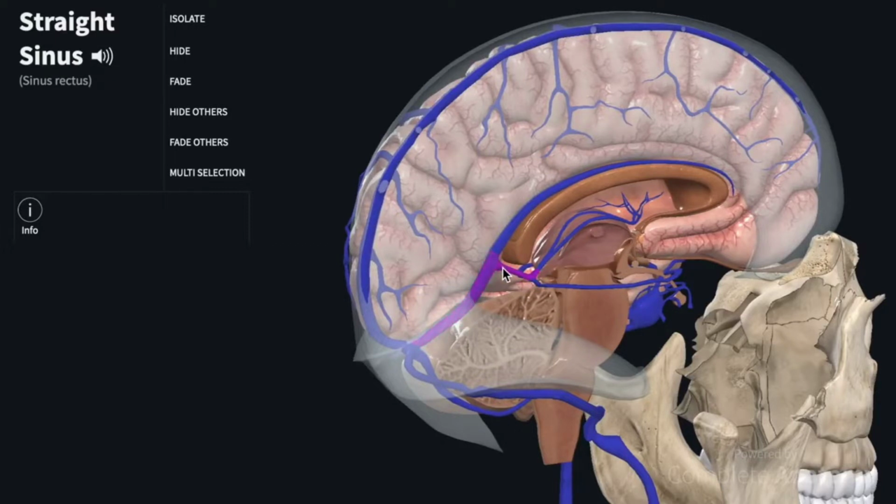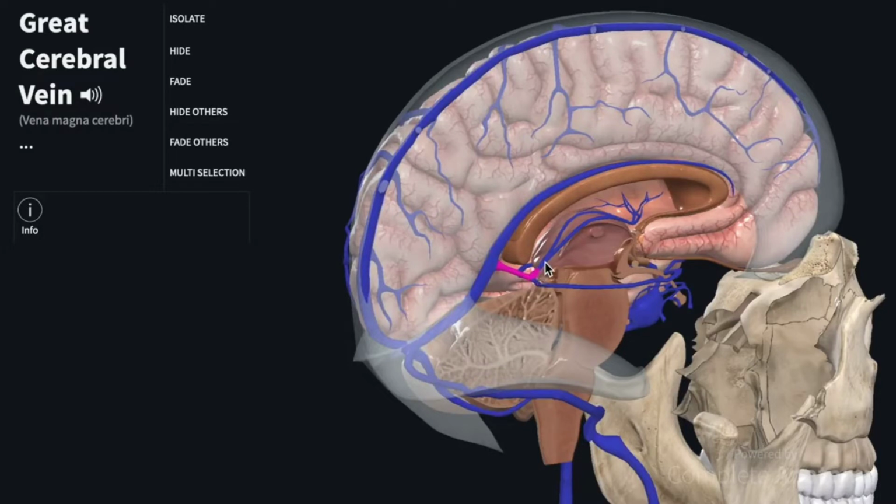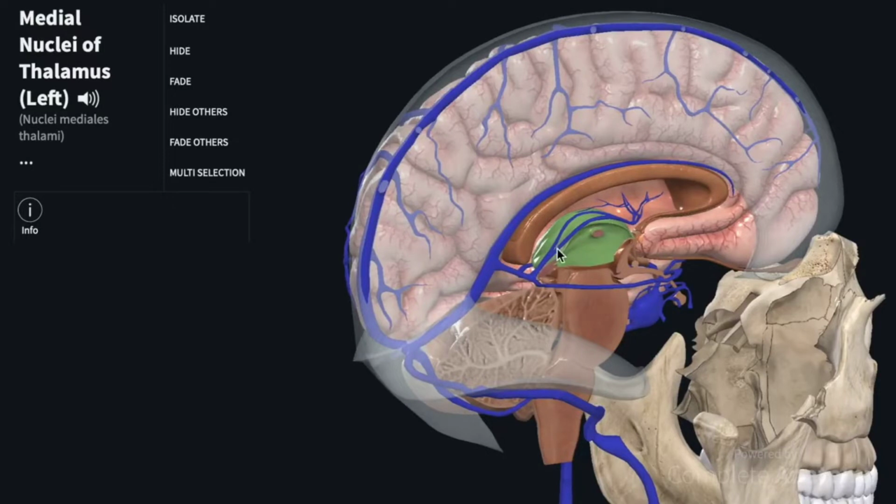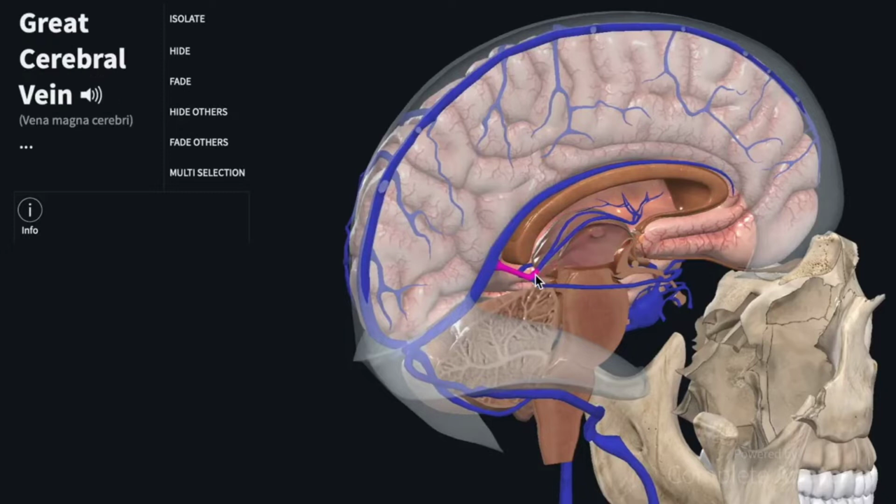So the great cerebral vein has two major sets of tributaries. The first are the internal cerebral veins. These veins are closely associated with the thalamus, which you can see here highlighted in green, and they're also associated with the choroid plexus of the lateral and third ventricles. These veins travel posteriorly, where they unite to form the great cerebral vein.